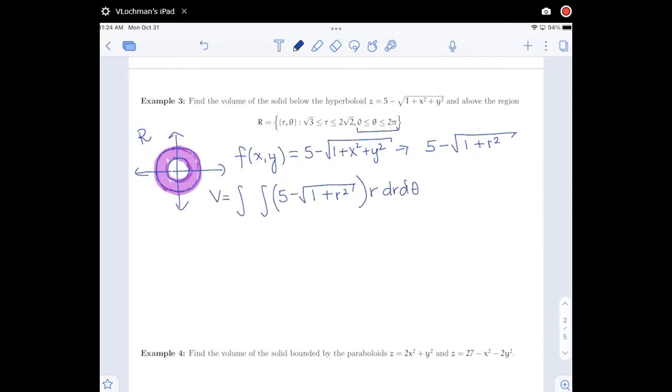What are my limits? So r goes from root 3 to 2.